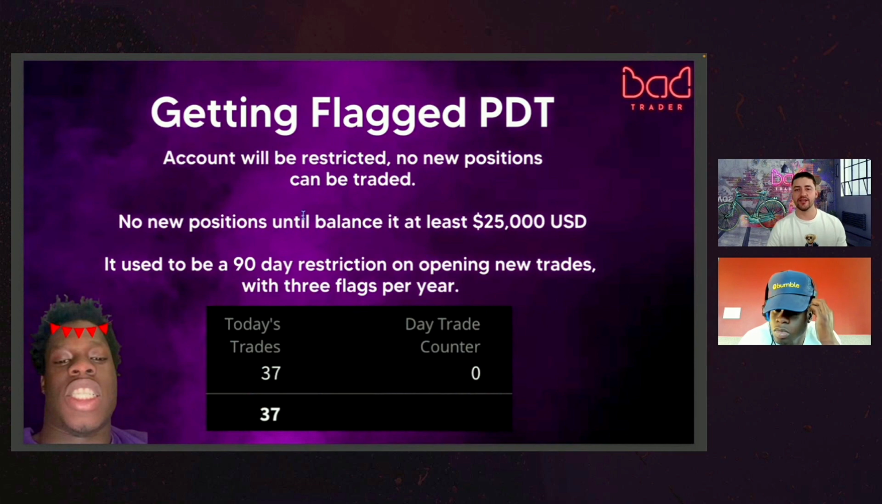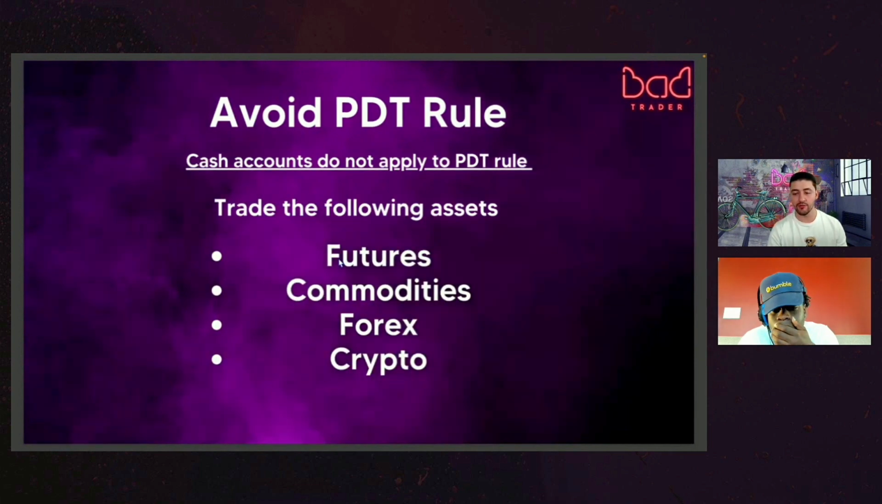But yeah, to avoid pattern day trading, you should be trading futures, commodities, forex, or crypto. I know you like crypto. I don't know if you like the rest of them. You won't get flagged on futures. Those are cool assets. Commodities are cool assets. So yeah, you won't get flagged in any of these.